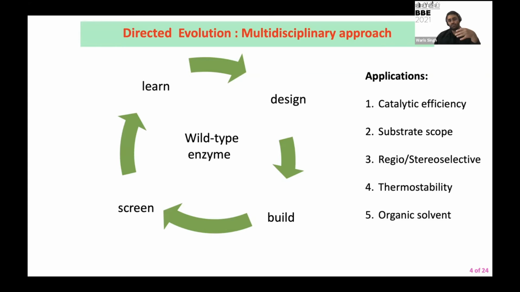In terms of its applications, people have used it to improve the catalytic efficiency of enzymes, to broaden their substrate scope. Industry has used that to obtain stereoselective products. You can improve the thermostability of the enzymes, and some of the applications could be to make enzymes resistant or able to work in organic solvents. The success of this directed evolution was recognized in the pioneering work of Professor Frances Arnold, who won the Nobel Prize. So it is now a mature field.